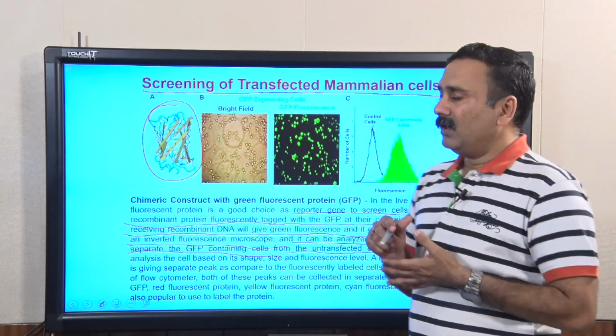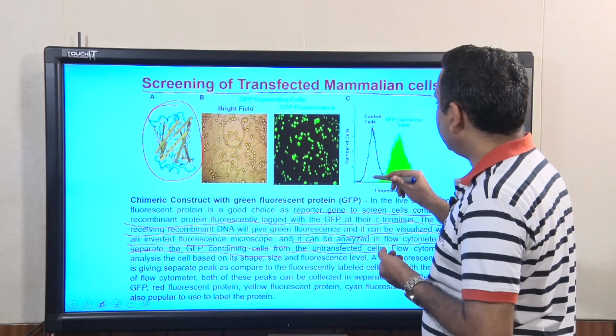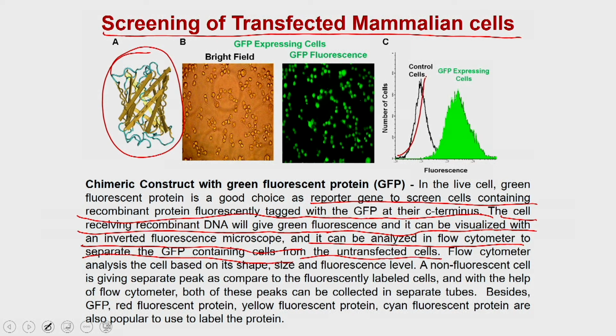A typical fluorescence curve will look something like this, where these are the cells, the black colored line is the control cells or the non-transfected cells, whereas the green colored cells are considered to be the GFP expressing cells. So, you can ask the instrument to collect these cells into separate wells, and that is how you can select the transfected cells from the non-transfected cells.